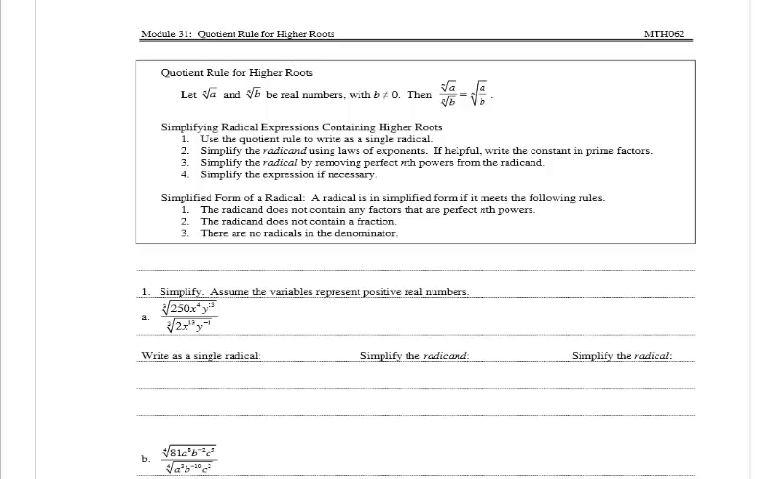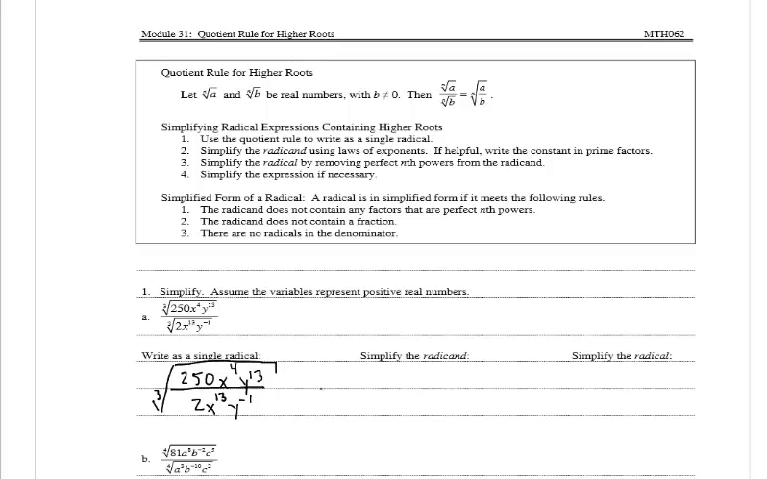So number 1, it wants us to simplify and assume the variables represent positive real numbers. In A, we have the cube root of 250 x to the 4th y to the 13th divided by the cube root of 2x to the 13th y to the negative 1. So the first thing it wants us to do is write it as a single radical. So we're going to have the cube root of 250 x to the 4th y to the 13th divided by 2x to the 13th y to the negative 1.